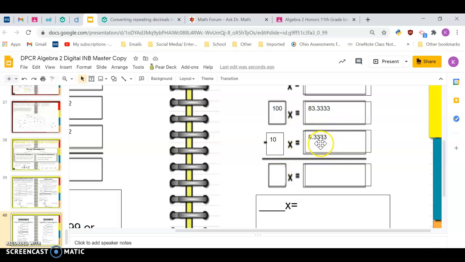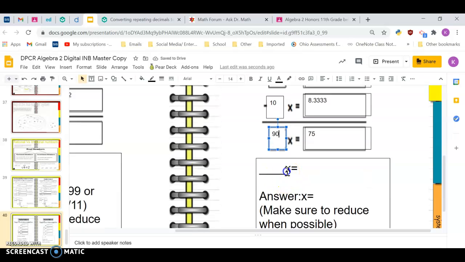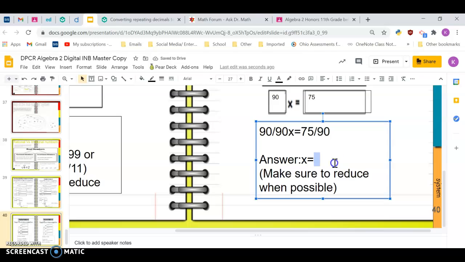So we'll go through and subtract. We know that the 3's are going to cancel out here. So I have 83 minus 8, which is going to give me 75. Over here, 100 minus 10 is 90. Now I'm going to solve for x. I'm going to divide that by 90, and over here, I have 75 also being divided by 90. So I have 75 divided by 90, and I want to make sure I reduce when possible. So that can also be 5 over 6.